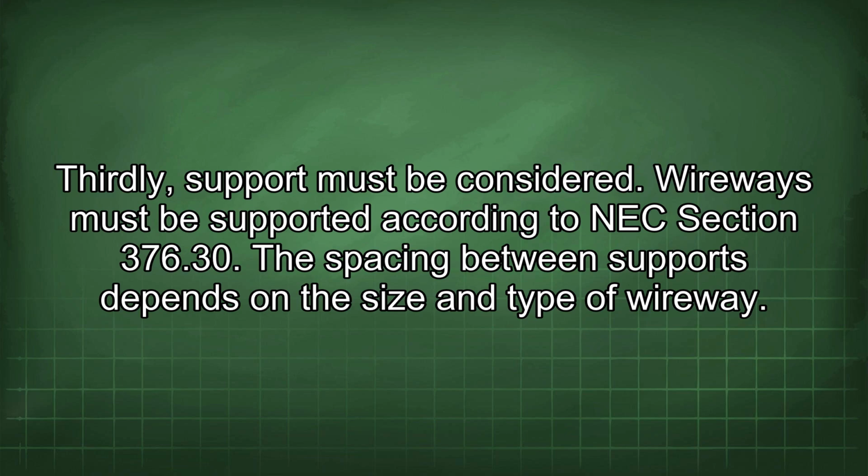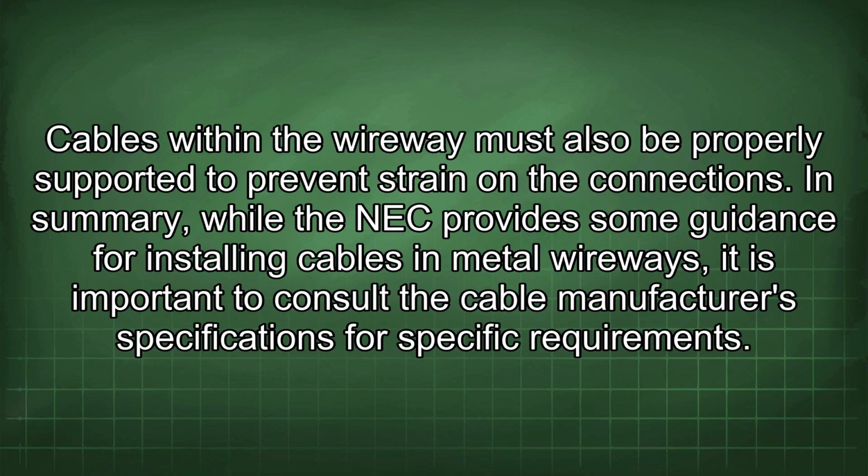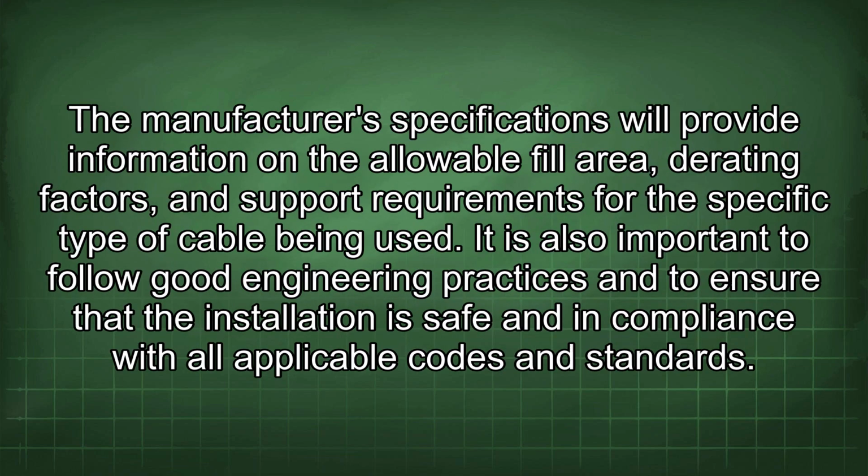Wireways must be supported according to NEC Section 376.30. The spacing between supports depends on the size and type of wireway. Cables within the wireway must also be properly supported to prevent strain on the connections. In summary, while the NEC provides some guidance for installing cables in metal wireways, it is important to consult the cable manufacturer's specifications for specific requirements. The manufacturer's specifications will provide information on the allowable fill area, derating factors, and support requirements for the specific type of cable being used. It is also important to follow good engineering practices and to ensure that the installation is safe and in compliance with all applicable codes and standards.